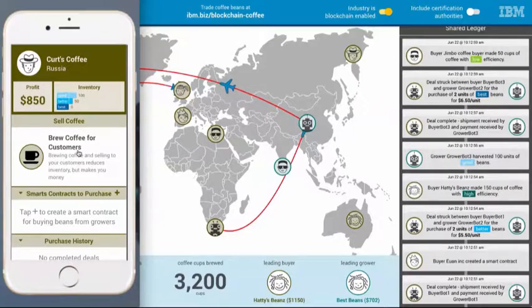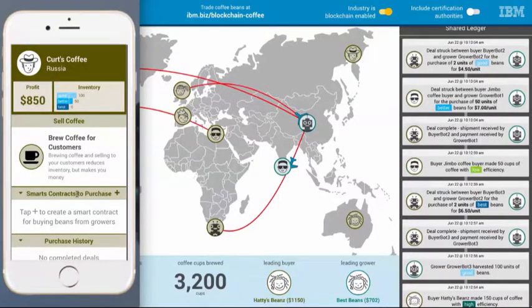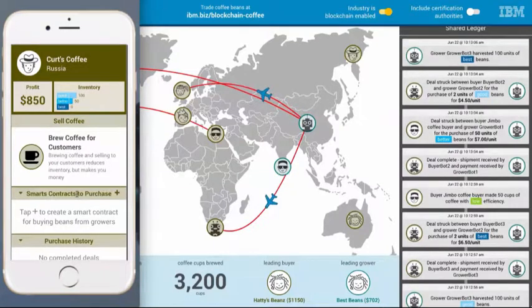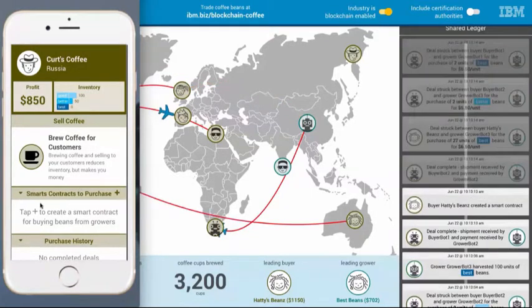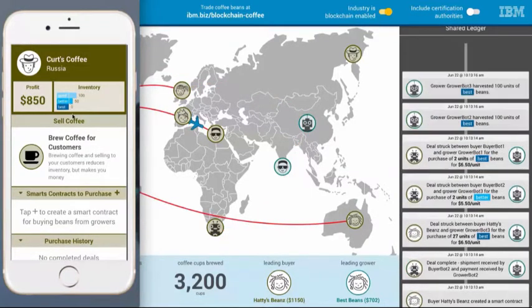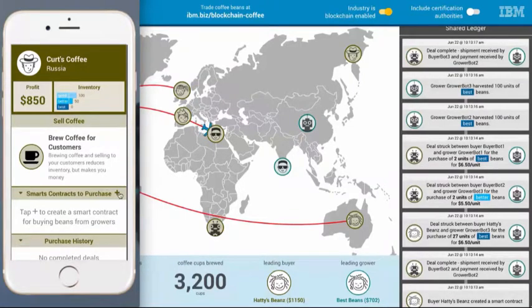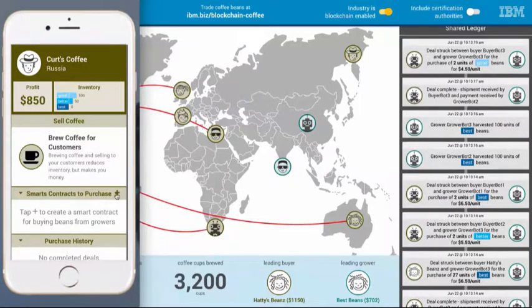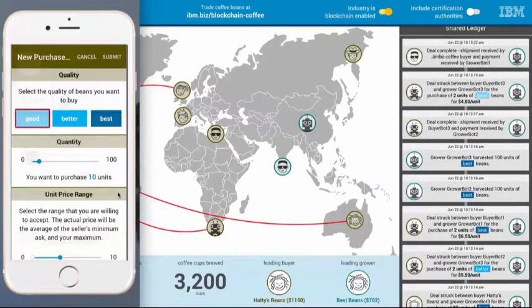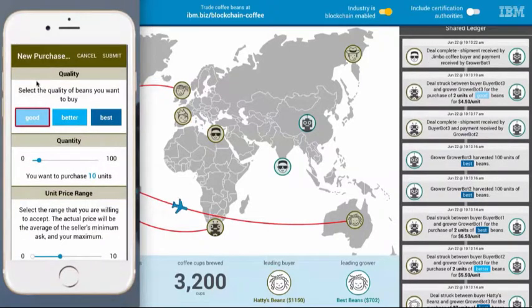But with blockchain, we can use smart contracts to codify the business terms and conditions we are going to use to trade coffee back and forth. So now I can increase the level of trust between the participants in this business network. To create one of those smart contracts to replenish my stock of best quality coffee beans, I come into the smart contracts part of my mobile app here. I tap on the plus, and I can set up the terms of this smart contract.